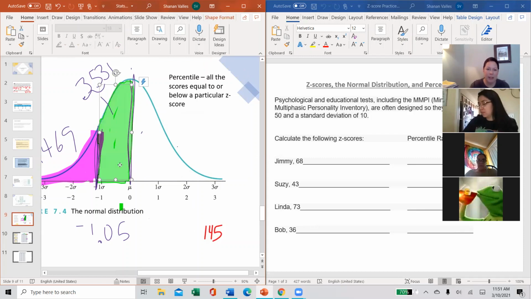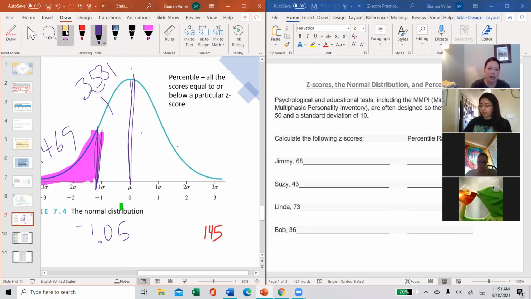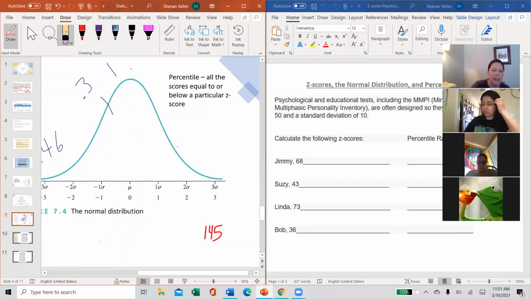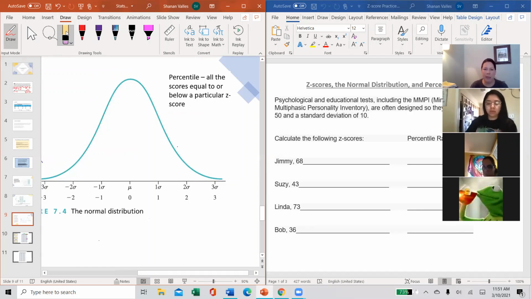I'm going to go back and use the same stuff right here. Just get rid of this scribble scrabble that I have everywhere. So we can do an example, and we'll go ahead and do Jimmy. Let's do Jimmy real quick. I'll give you guys another freebie. So the first thing we have to do is find his z-score.